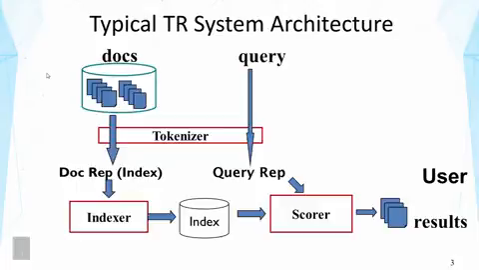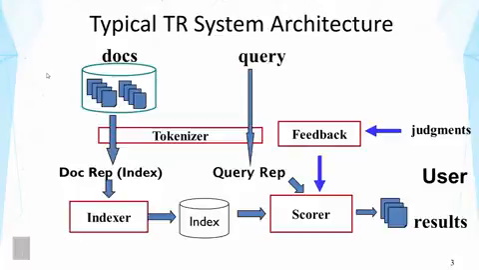And the query representation would then be given to the scorer, which would use the index to quickly answer a user's query by scoring the documents and then ranking them. The results will be given to the user. And then the user can look at the results and provide some feedback that can be explicit judgments about which documents are good, which documents are bad, or implicit feedback such as click-throughs. So the user doesn't have to do anything extra. The user would just look at the results and skip some and click on some results to view.